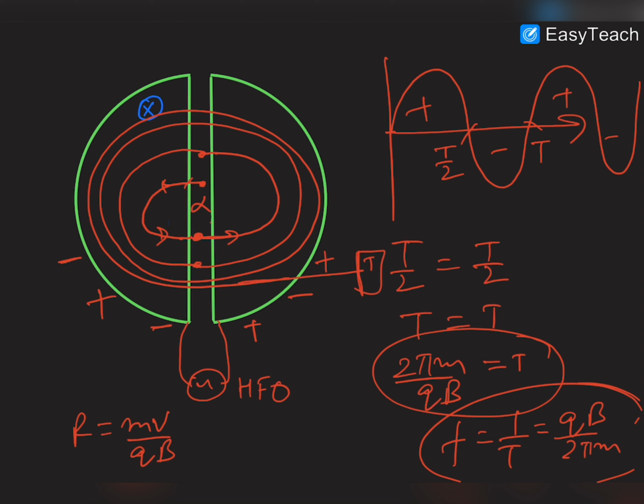Once this particle comes out of this circular region, it comes out of the magnetic field, and hence after coming out of the magnetic field, its path would be a straight line, because it has emerged out of the magnetic field, and hence there would be no magnetic force acting on the particle.